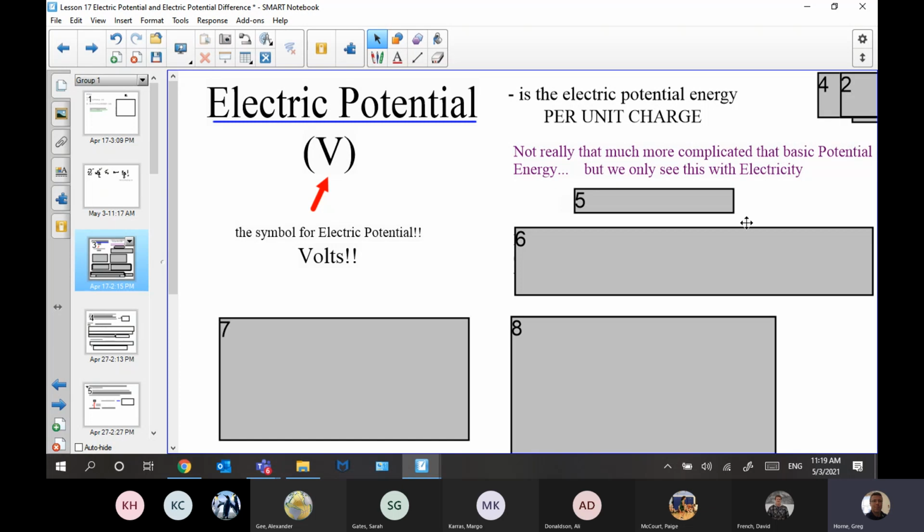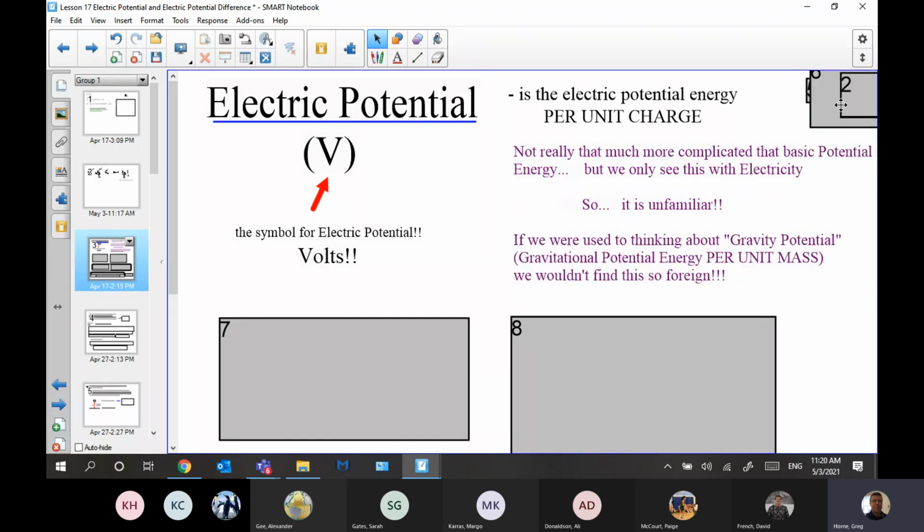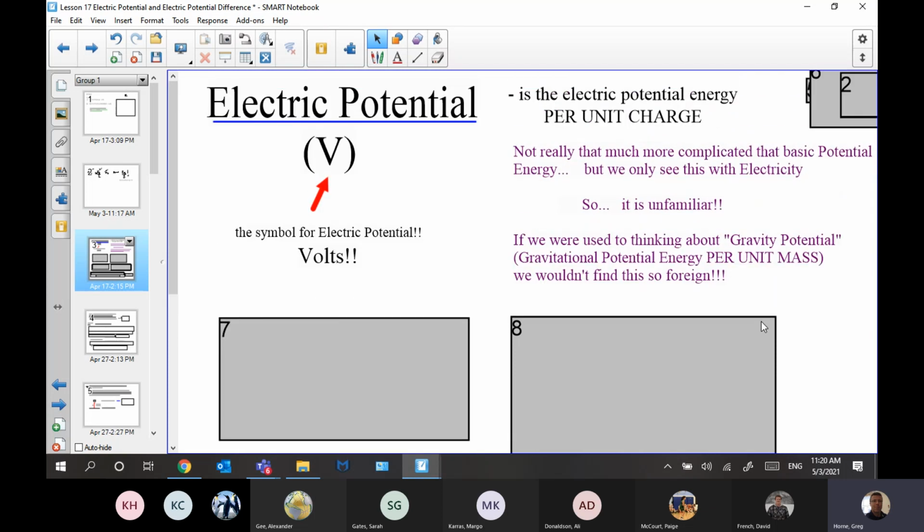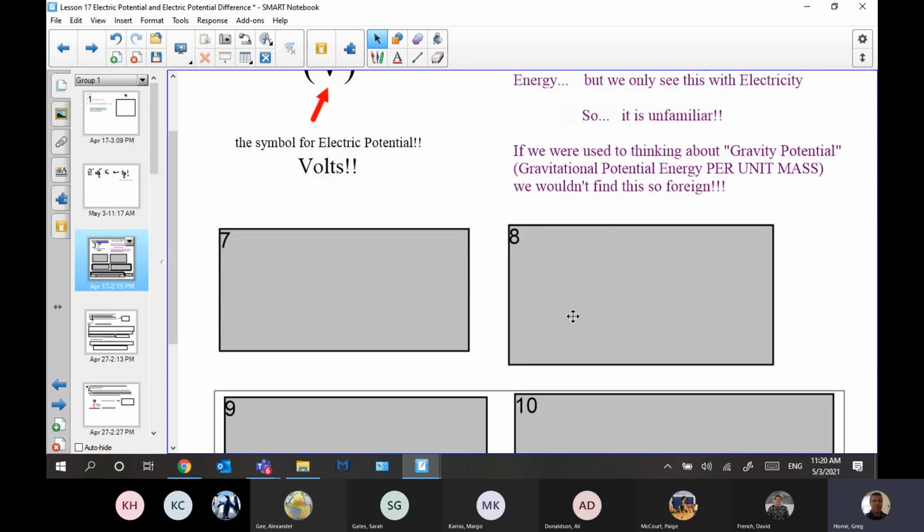It's not really much more complicated than energy. It's just energy per charge, right? Part of the reason this is mysterious to us is because we don't talk about energy per charge with gravity. We only see this with electricity, so it's unfamiliar. If we were in the habit of talking about gravitational potential energy per mass, then this wouldn't seem as confusing because we would have already gotten good at it with gravity work, especially if I taught the course in the more traditional order of doing the gravity stuff first. But either way, we don't actually do it, so it doesn't matter.